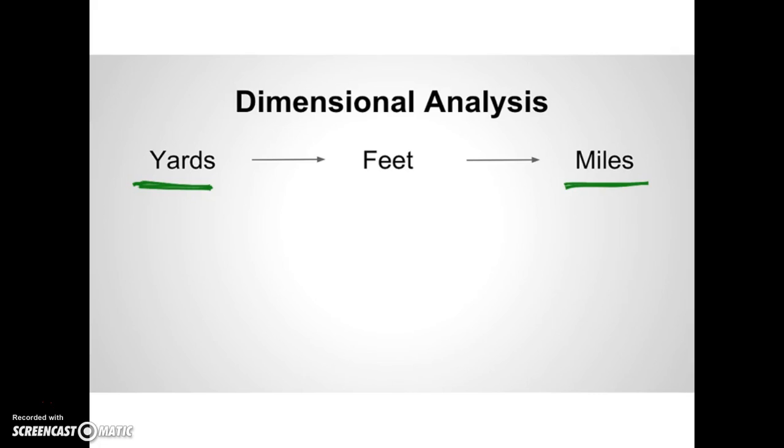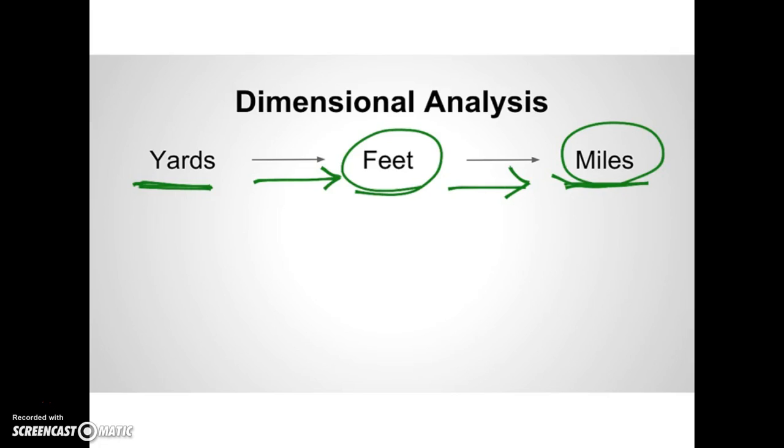So what this does is it gives me a way to convert from yards into feet, which I have a conversion for, and then from feet into miles, which I also have a conversion for. And so by doing that, I can get from yards into miles, no trouble. So it's just a multi-step problem. First I'm going to show you how to work it out as 2 separate steps.